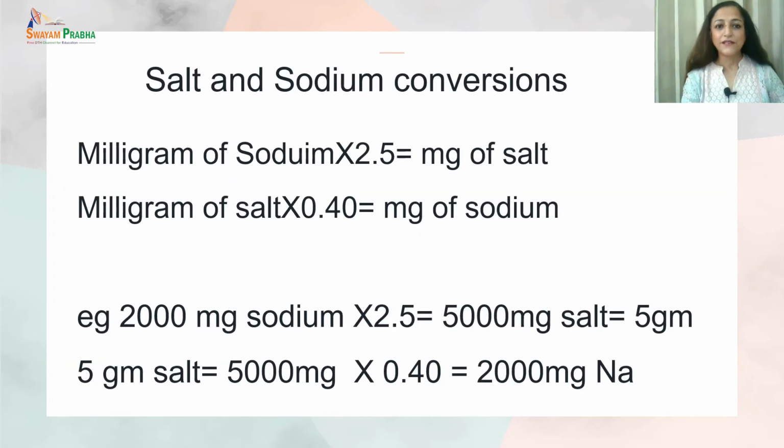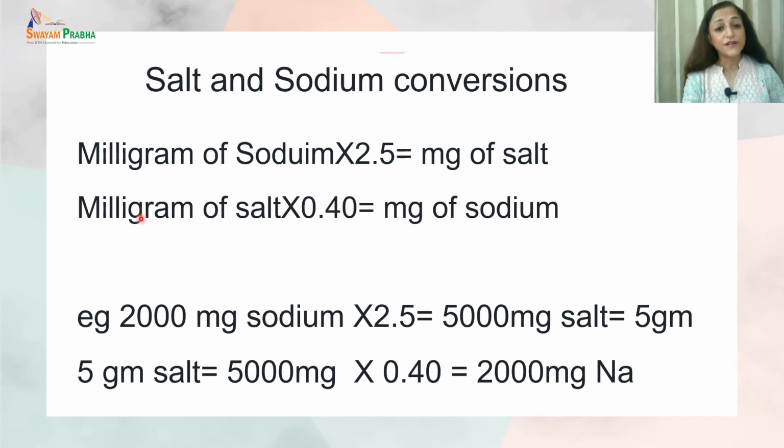So let us learn about salt and sodium conversion. The first thing to remember is milligram of sodium multiplied by 2.5 is equal to milligram of salt. So, for example, if I talk about a person who is recommended 2 gram sodium, that means 2000 milligram of sodium. I wish to see how much salt can be given. So I multiply 2000 milligram of sodium with 2.5. What I get is 5000 milligram of salt. That means the person can take 5 grams of salt.